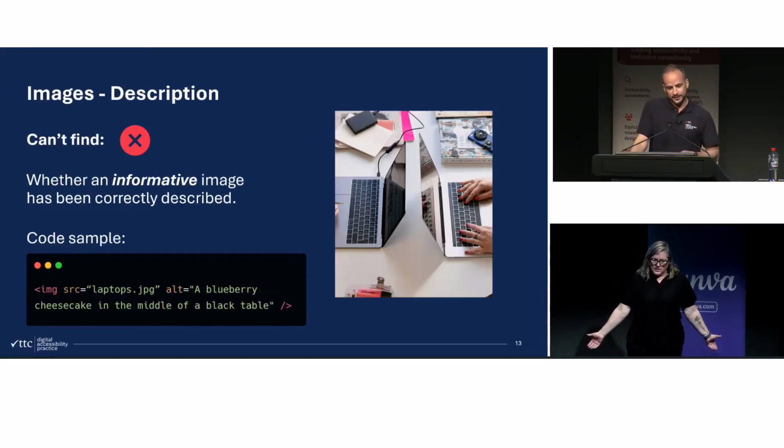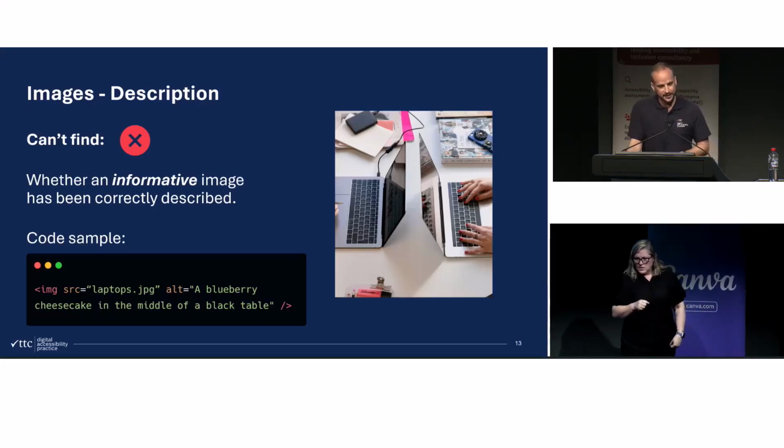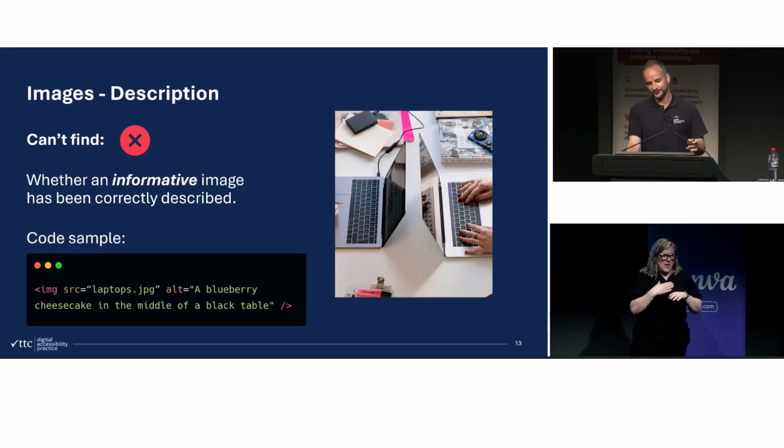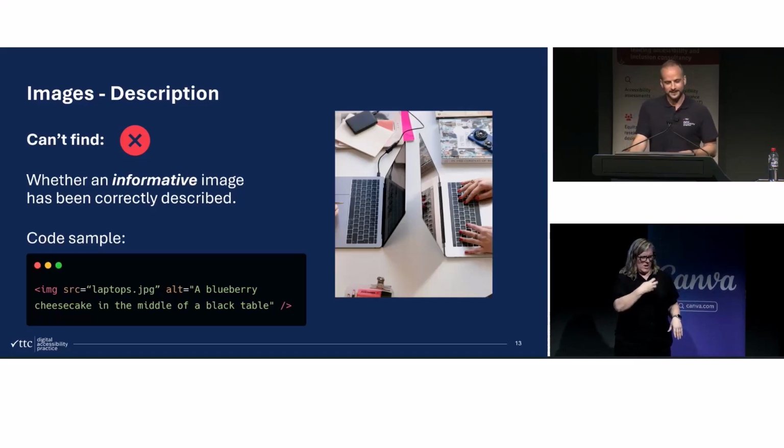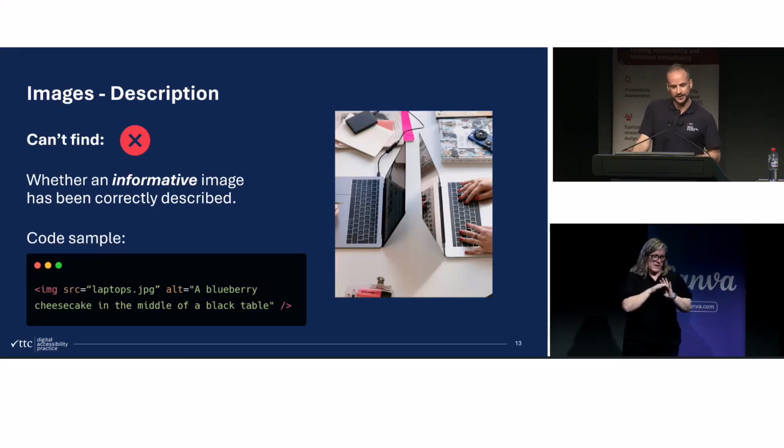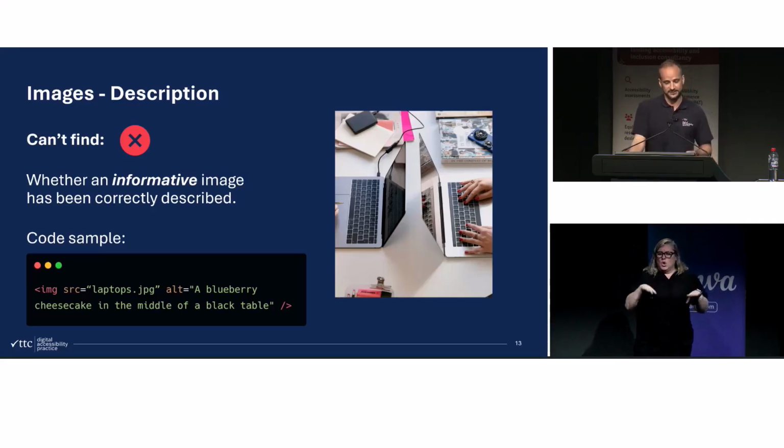And then we've got an informative image that does have a description. Okay, so maybe they've got this right. So let's just see, we've got the alt text description there, a blueberry cheesecake in the middle of a black table. So it's slightly off, I think, unless it's a very laptop decorated blueberry cheesecake. So that's the wrong alt text, that's an accessibility failure, and yet the automated tool has no idea that that's a failure.